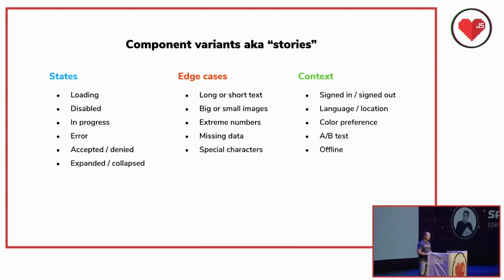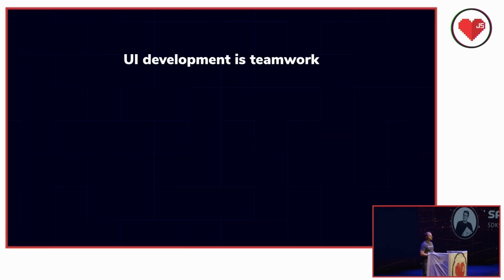right? And then there's context. Say I'm signed in, signed out, or I have a different language. What happens? Right? What happens if it's like right to left rather than left to right? And then it gets more complicated in that there are countless combinations possible of all these various situations. So that's what Storybook attempts to help you with, to catalog all of these various things.